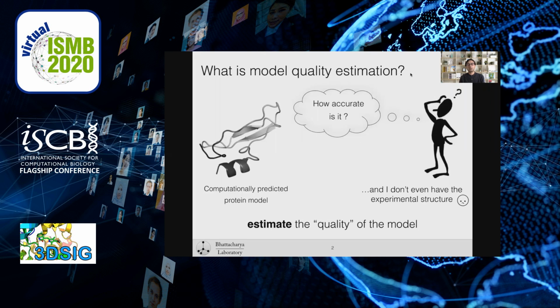Protein quality estimation is a subproblem of structure prediction, in which we are interested in estimating the accuracy of a computationally predicted protein model. That is, given the three-dimensional structure of a computationally predicted protein model, we would like to know how accurate it is without the knowledge of the experimental structure. In other words, we are interested in estimating the quality of the model.